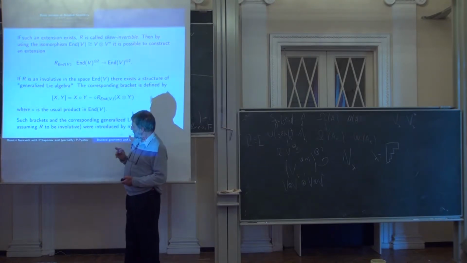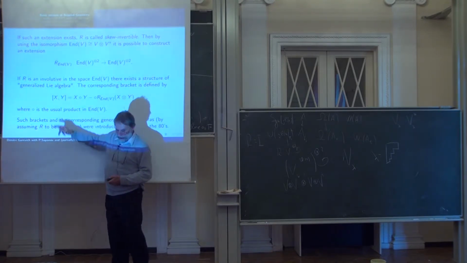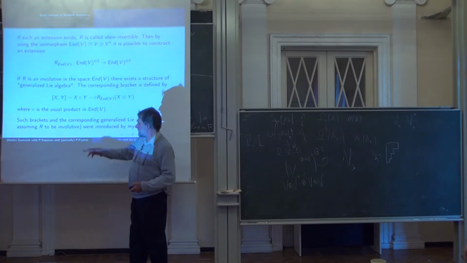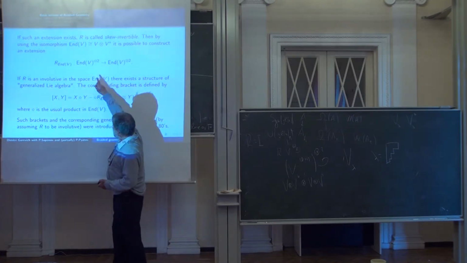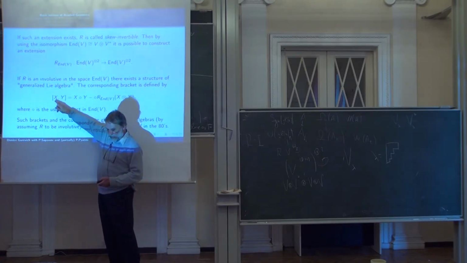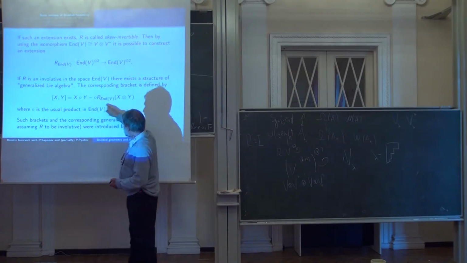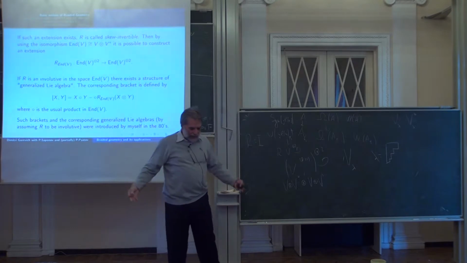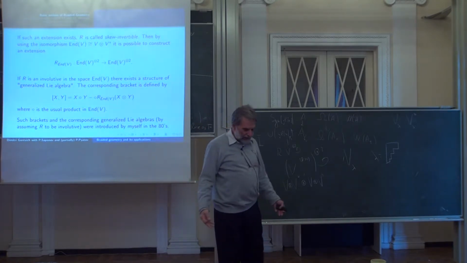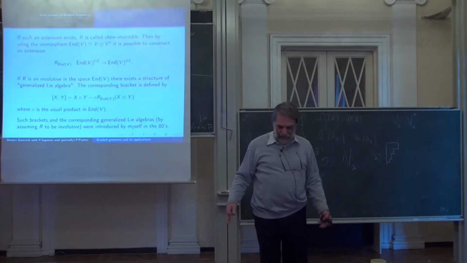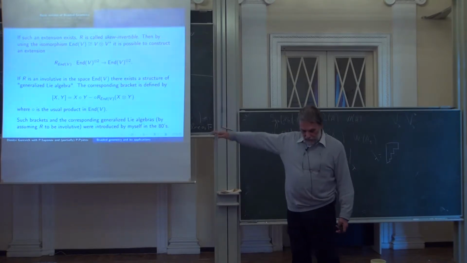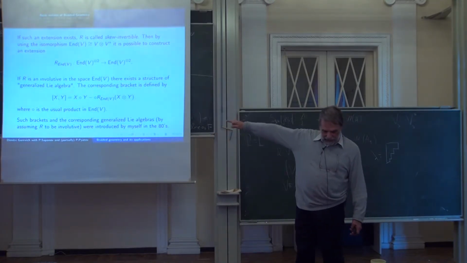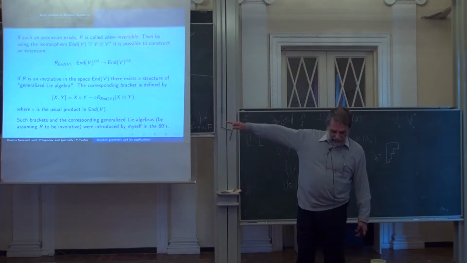But I would like to stress that it is possible, and this construction is reasonable only if R is involutive. If R is not involutive, this construction is not reasonable because I don't know how it's possible to write down a Jacobi identity, and so on. And now I will present how it's possible to generalize this construction if R is not involutive.